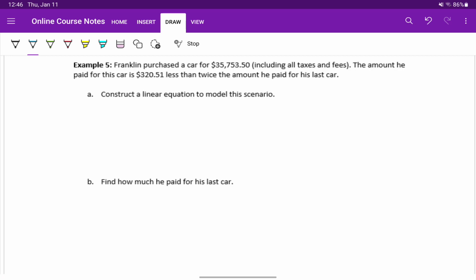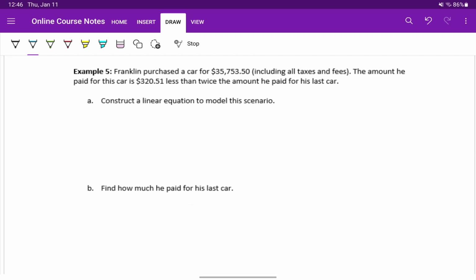In example 5, Franklin purchased a car for $35,753.50, including all his taxes and fees. The amount he paid for this car is $320.51 less than twice the amount he paid for his last car. So a real trick to these again is going to be translating that information into the equation that we want to solve.